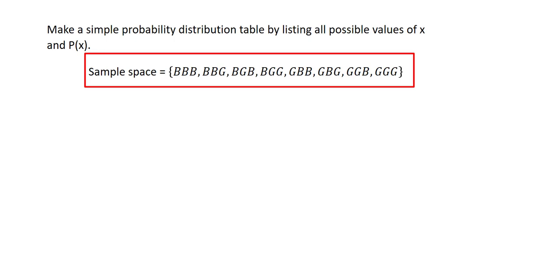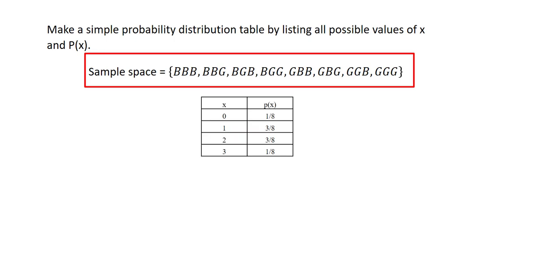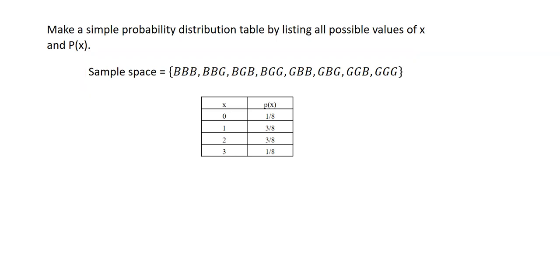So this sample space lists all of the possibilities. Now, based on this sample space, we can make a simple probability distribution table. When we look at this table, our random variable x is counting how many girls. So we have 0, 1, 2, or 3. Now, the probability that they will have no girl, by looking at the sample space, will be the case where they have 3 boys. That will be 1 out of 8.